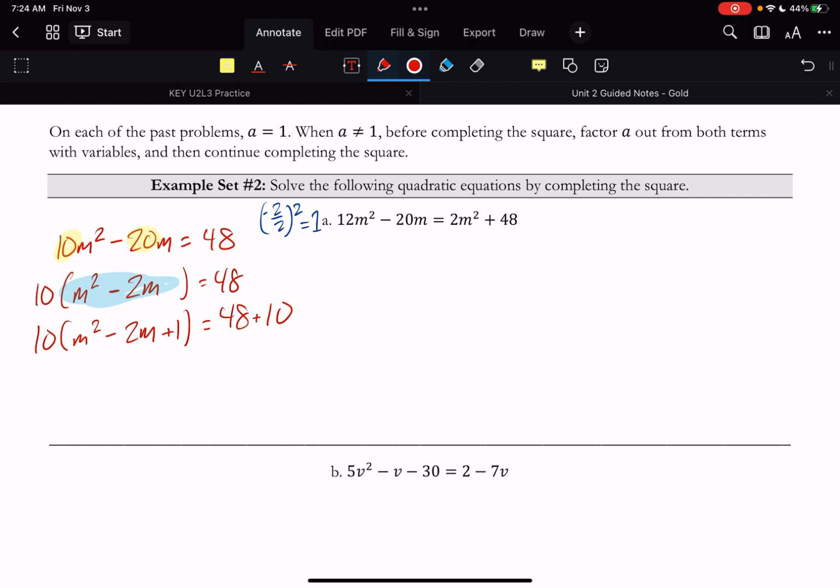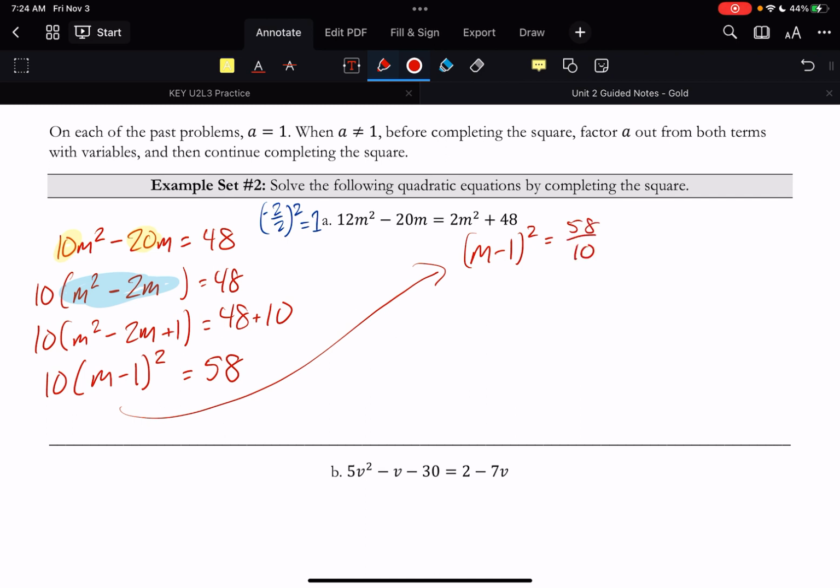And now I'm going to, again, factor this perfect square trinomial, which is 10 times n minus 1 quantity squared, which is equal to 58. I'm going to divide by 10 to isolate my squared term. So that gets me m minus 1 squared equals 58 over 10, which can simplify to 29 over 5. I'm going to do that in the next step.